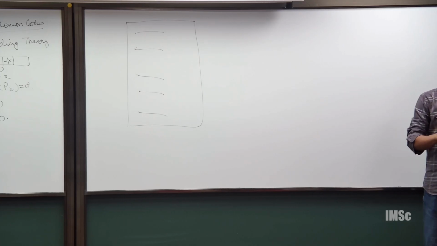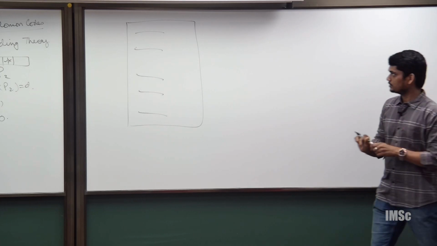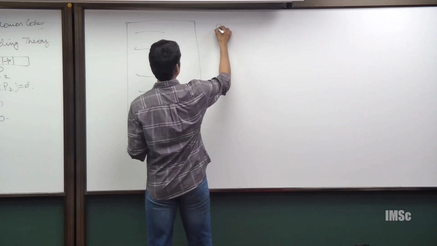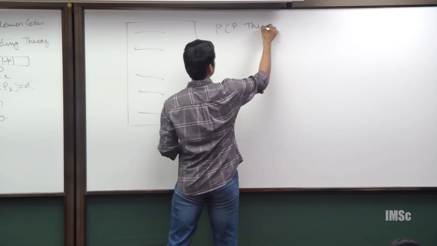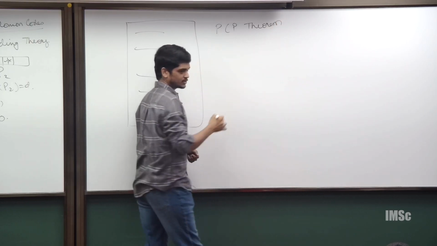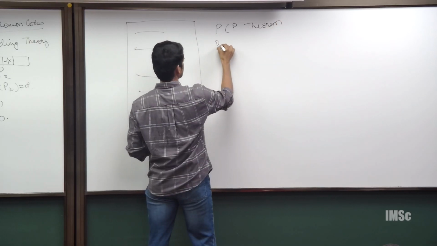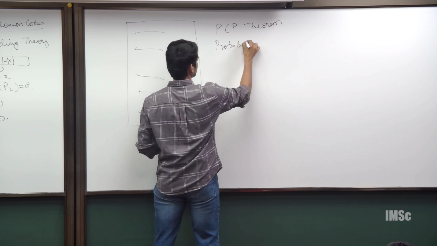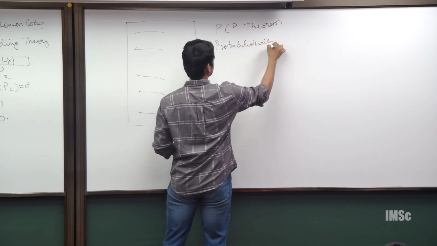So there is actually a theorem called the PCP theorem. If you search for PCP, you will get two different things, so I will just spell out what it is. It's called a probabilistically checkable proof.